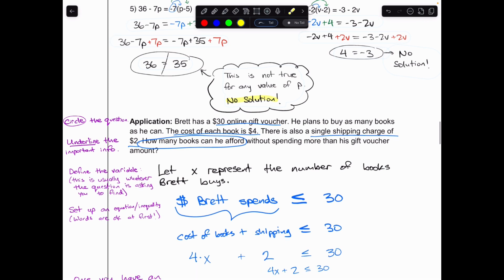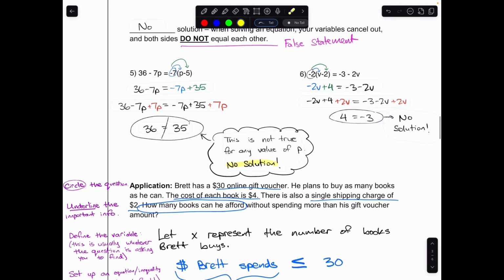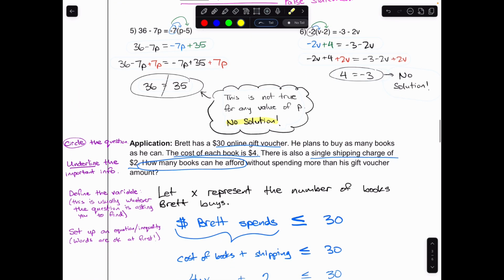We have an application problem at the end here, and I want to elaborate on our word problem strategy. Every time you have a word problem, I will give you partial points if you at least do our strategy. Circle the question. So honestly, you should just read through it without writing once. So if we're reading through it, Brett has $30, a $30 online gift voucher. He plans to buy as many books as he can. The cost of each book is $4. There is also a single shipping charge of $2. How many books can he afford without spending more than his gift voucher amount?